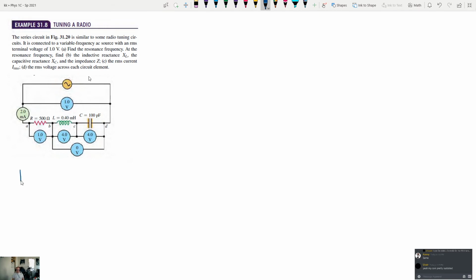In case you can't read these numbers here, it says that R is equal to 500 ohms. The inductance L is equal to 0.4 millihenry. And the capacitance is equal to 100 picofarads. Just to write what these are, 0.4 millihenry will be 0.0004 henry, and 100 picofarads will be 100 times 10 to the negative 12, I think. Nano is negative 9, pico is negative 12, yeah.